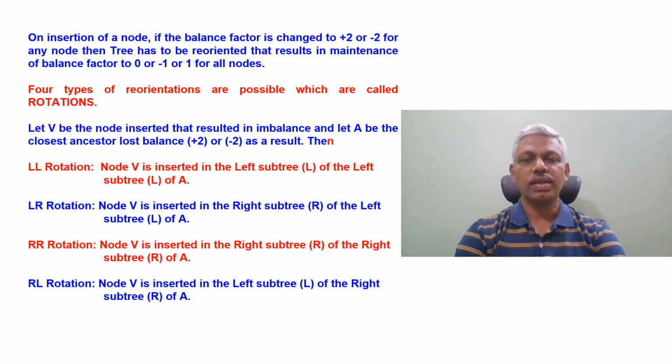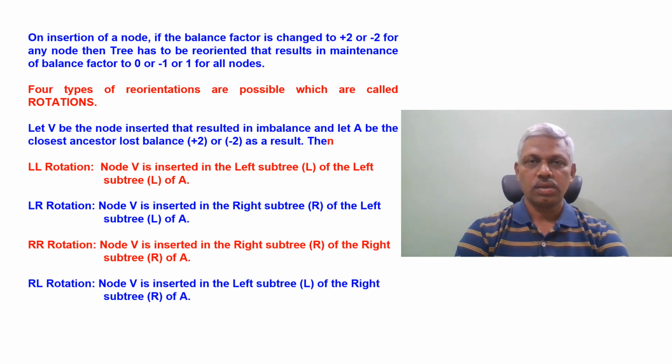Node V is inserted in the left subtree of A, or vertex V is added in the right subtree of A, that is LR rotation, and V is inserted in the right subtree of A, that is RR rotation, and the vertex V is added in the left subtree of A. So whenever V is added in any one of these cases, A may lose its balance factor. Now, if this is the case, we need to achieve the balance. How to achieve the balance, we'll see later.